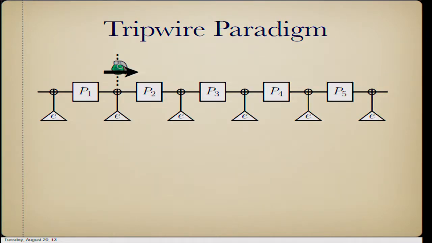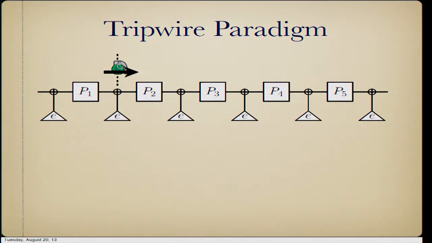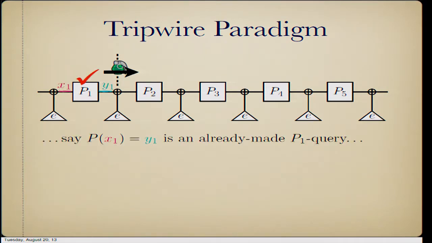So the simulator is going to use the following thing, this Tripwire Paradigm, to help it detect chains and decide when to complete a chain preemptively. So imagine the following situation, very specific, okay? Say that P of x1 equals y1 is an already made P1 query. So this query has been made.